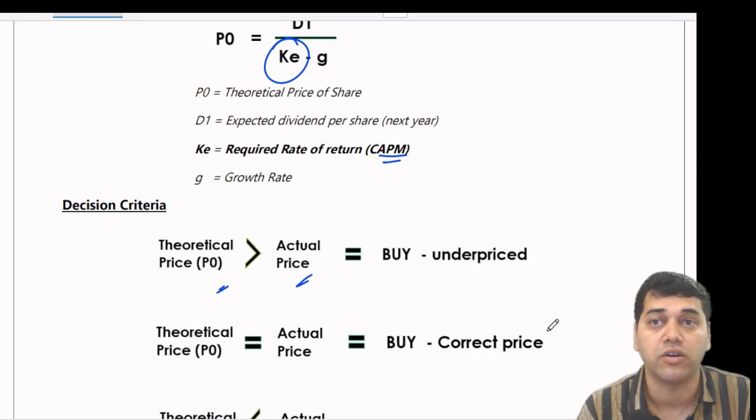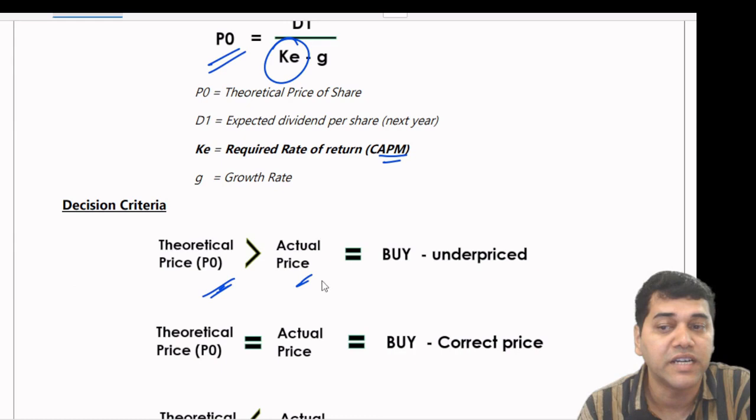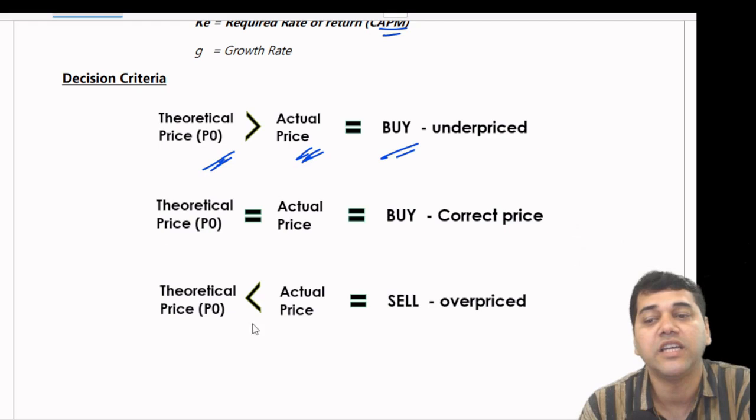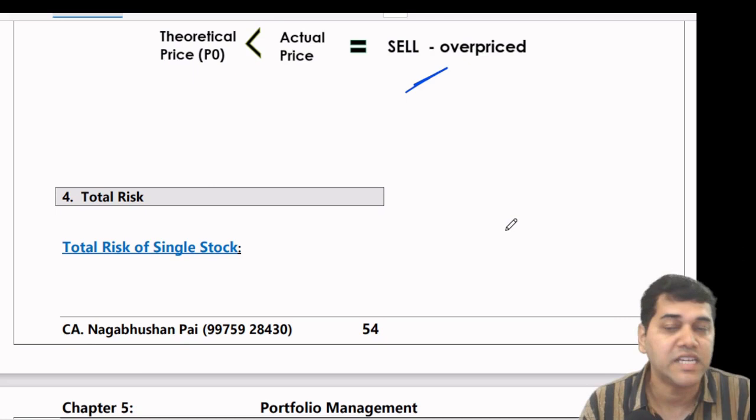If the theoretical price is greater than the actual price, buy it. If the theoretical price equals the actual price, hold it. If the theoretical price is less than the actual price, that means it's overpriced, so sell it. Yes, the next concept of total risk we will see after we solve some problems.